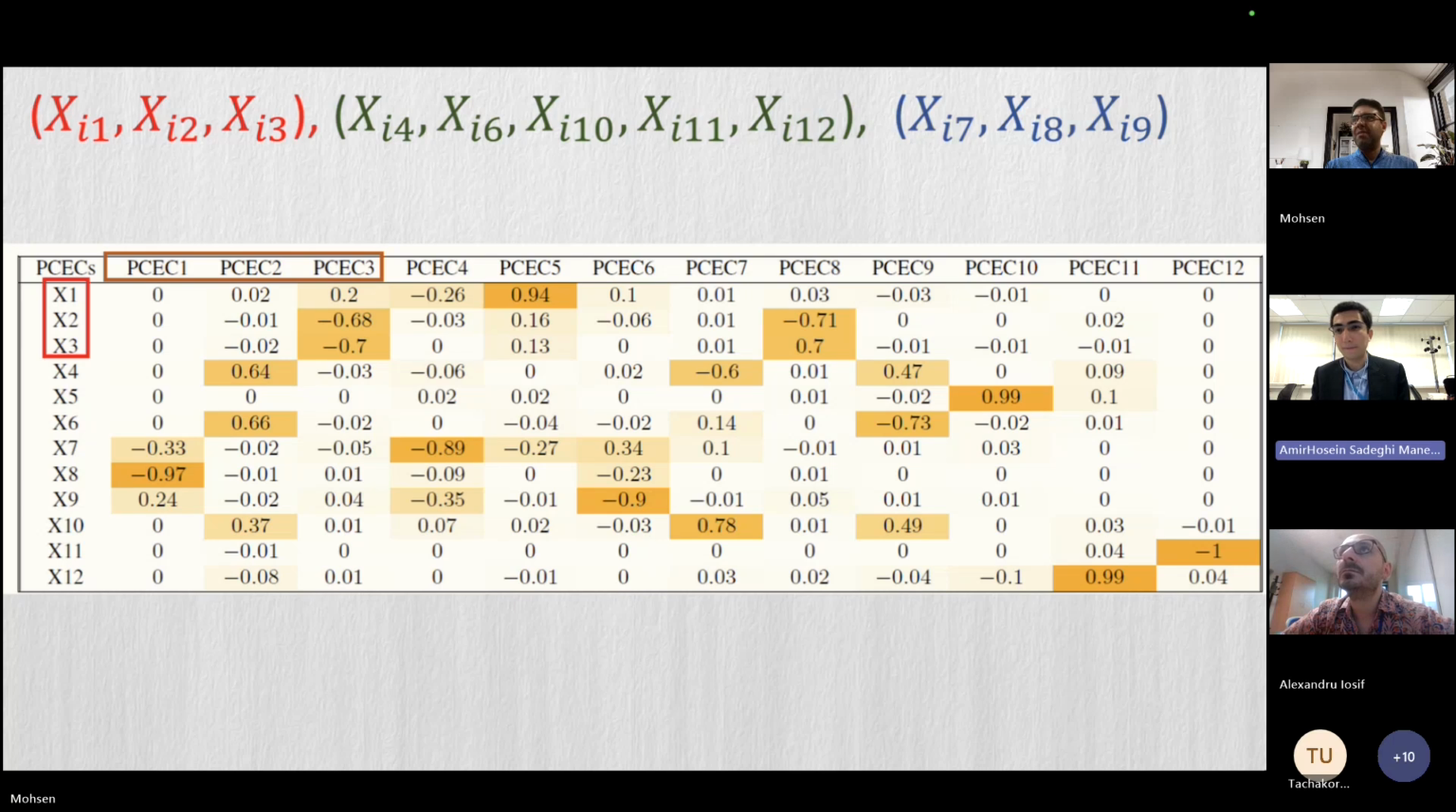Any other questions? Well, if not, let's thank the speaker and move to the other one. Maybe we can use this React clapping. Okay.